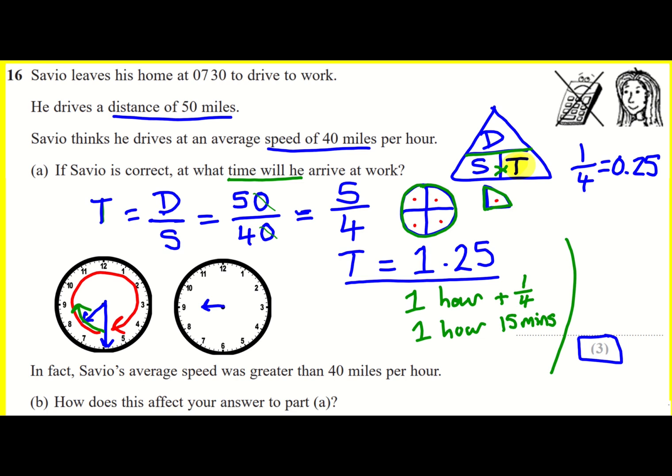So 9:15. The hands are going to overlap slightly. So that's the hour hand and then the minute hand. So 9:15, you can either write that out in words, or you can write it as a digital clock, 09:15. That is your answer, 9:15.